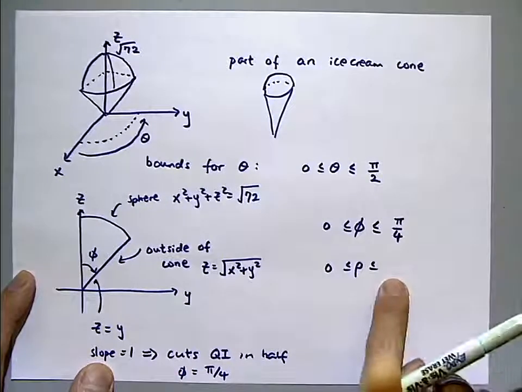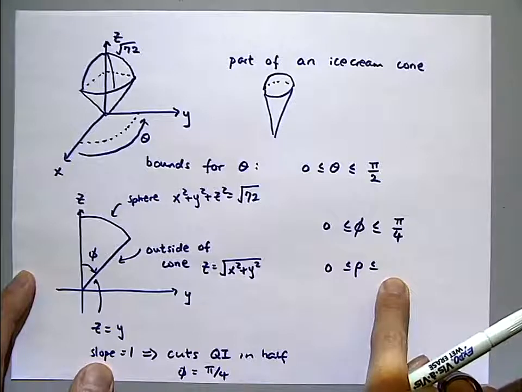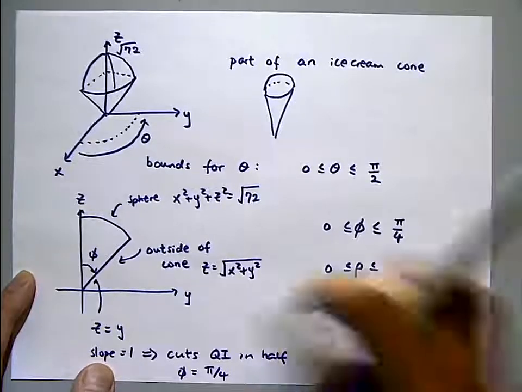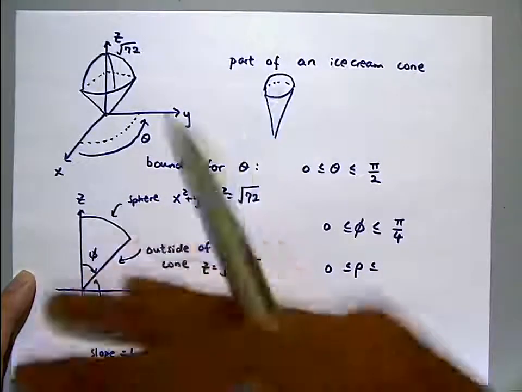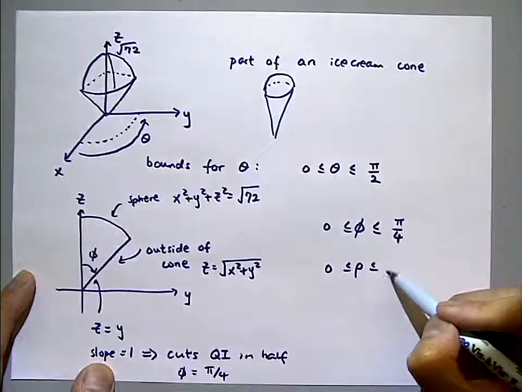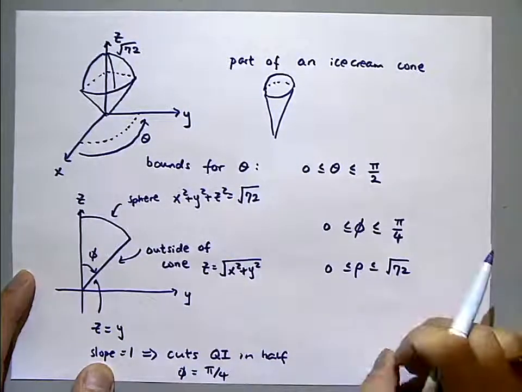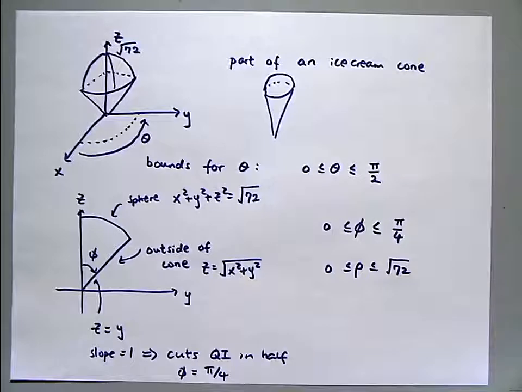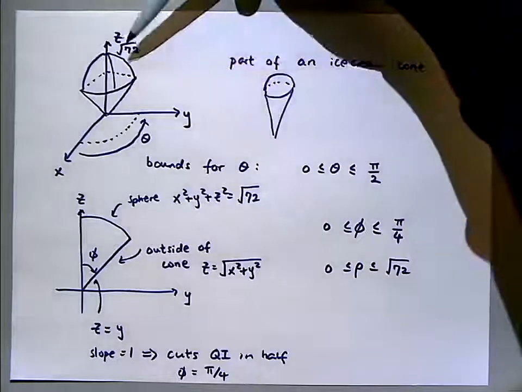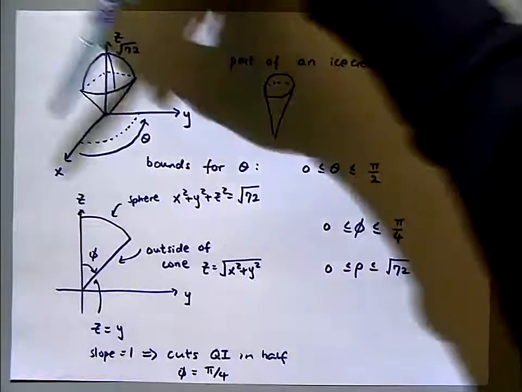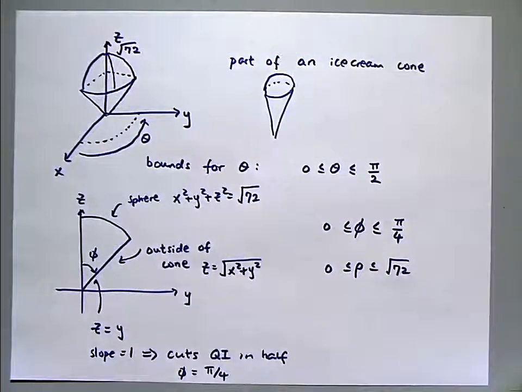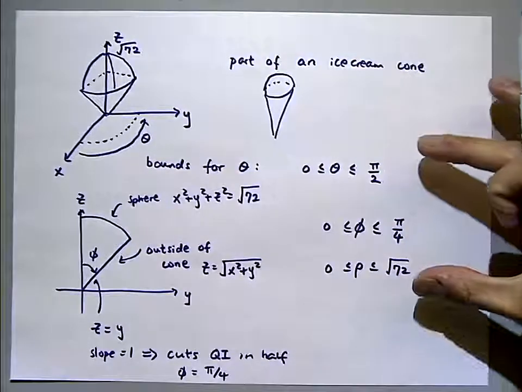So the upper bound would be root 72. That's the radius of your sphere. Good. All right, so that's clearly a sphere-like thing, a cone, part of a cone. Everything is a sphere and a portion of a sphere. So we went to spherical.